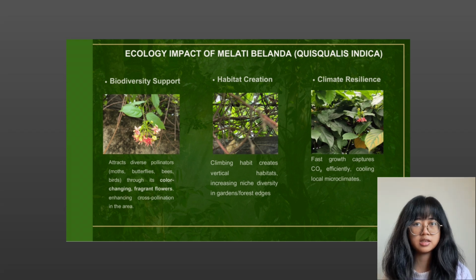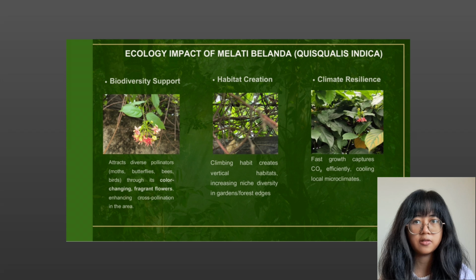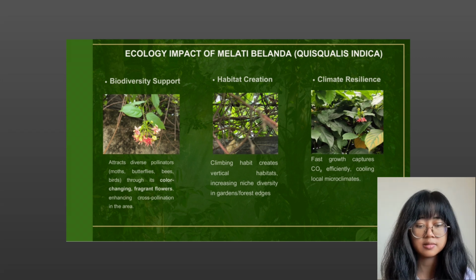The second ecological impact is habitat creation. The climbing habit of the Rangoon Creeper creates vertical habitats. The dense woody vine foliage provides a place for birds and other animals to seek shelter and build nests. The birds and animals are safe in this plant from predators and harsh weather. Thus, the Rangoon Creeper increases niche diversity in gardens and forest edges.